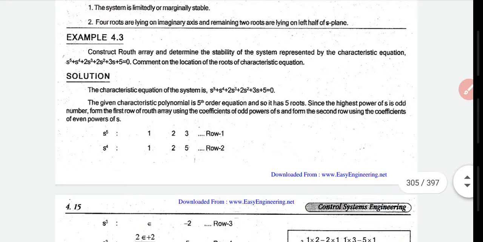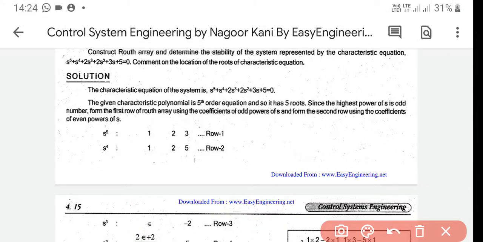So see example 4.3: construct the Routh array and determine the stability of the system represented by the characteristic equation s^5 + s^4 + 2s^3 + 2s^2 + 3s + 5 = 0. This is the given characteristic equation. So what is the highest power here? It is nothing but n is equal to 5. So you are saying it is a fifth order system.